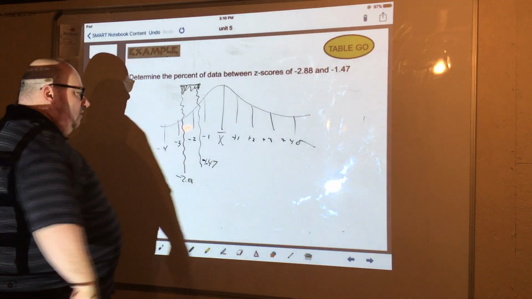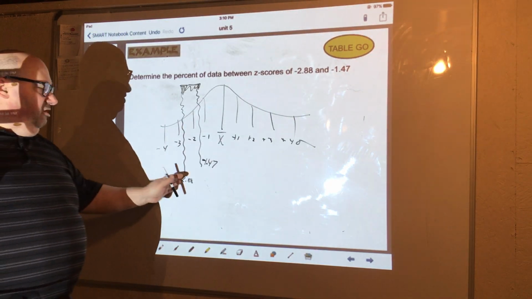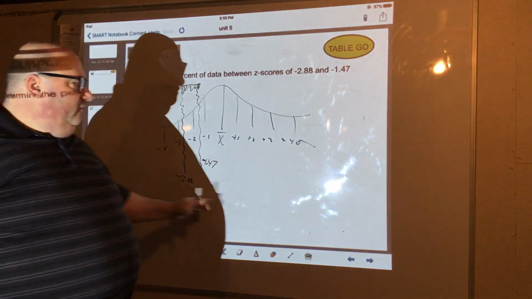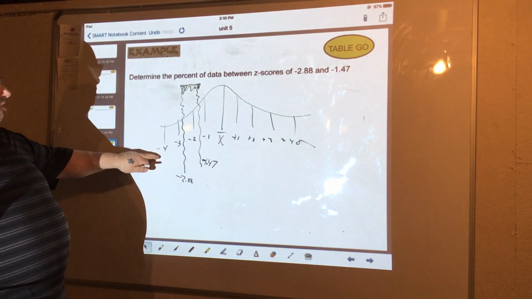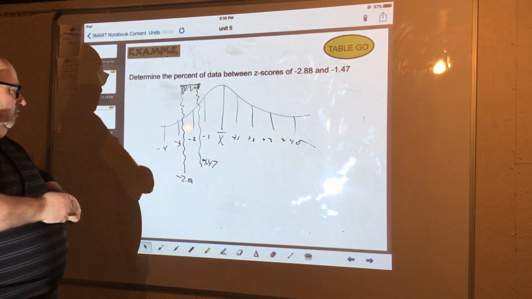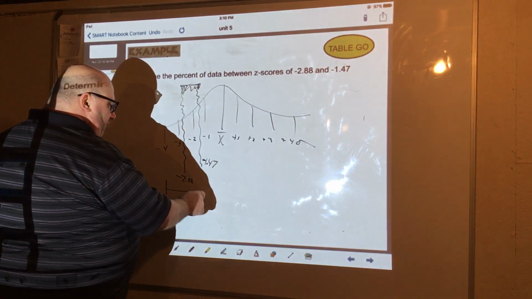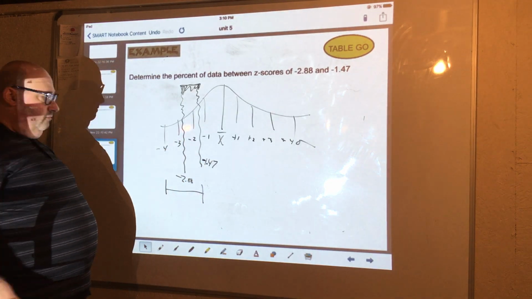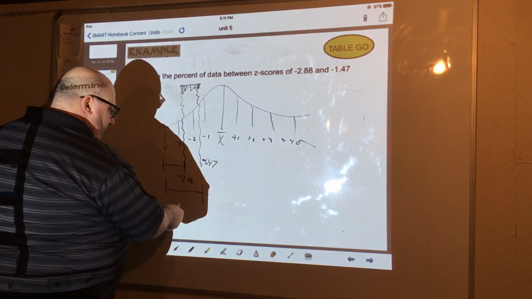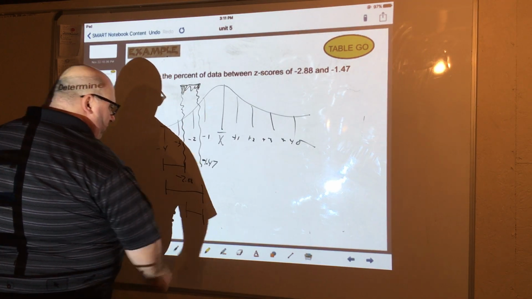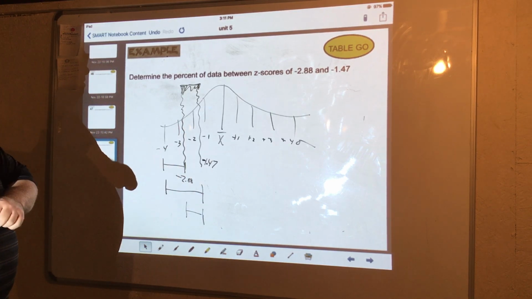Yes? Okay. Yeah. So, here's the problem. We know how far it is from here to here. We know how far it is from here to here. Or we even know from here to here is 50%. Right? We can look up how far it is from here to here. So what we're going to do is we're going to use our Z-score table and find out how far it is to negative 1.47, how far it is to negative 2.88, and then to find the distance between, well, what are we going to do? Subtract the shorter part from the longer part. Yeah, that's it. Right?